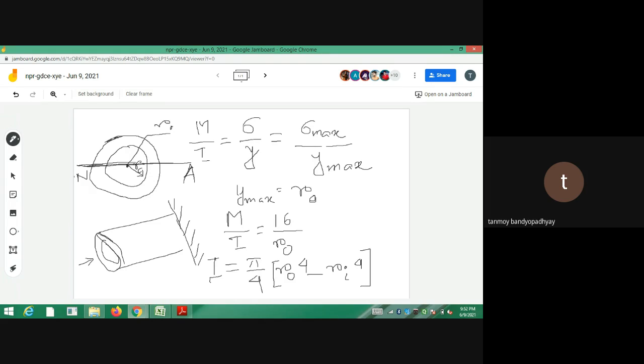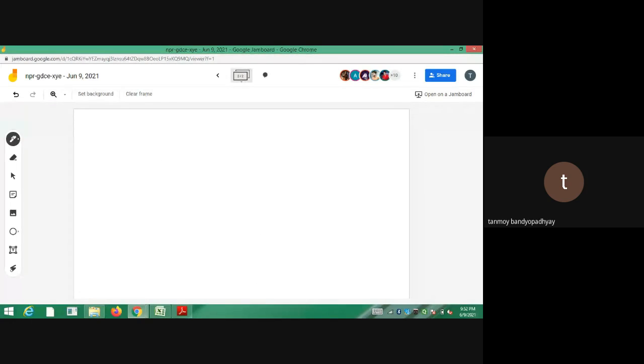So you put in all the values. You know the value of R0, so if I put that here, the moment of inertia I will be pi by 4 times (0.6 to the power 4 minus 0.5 to the power 4). So you get the value of I.